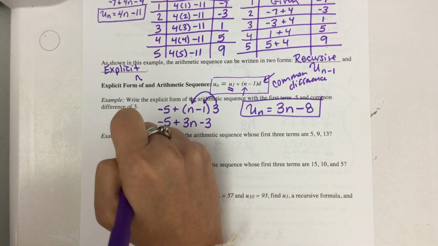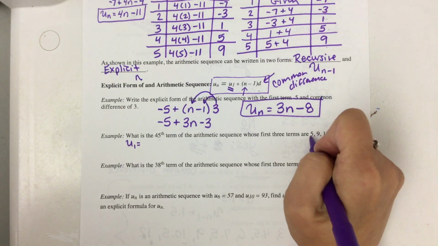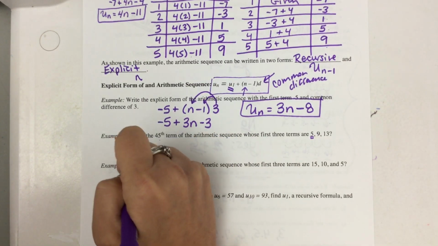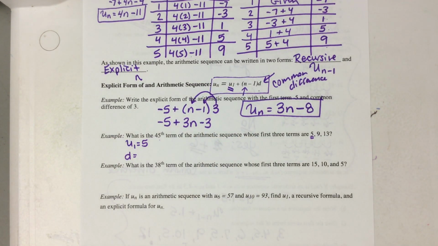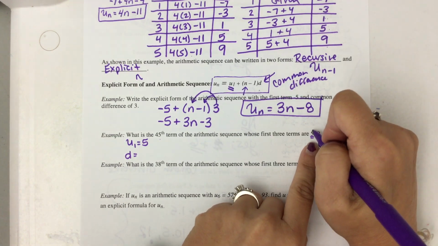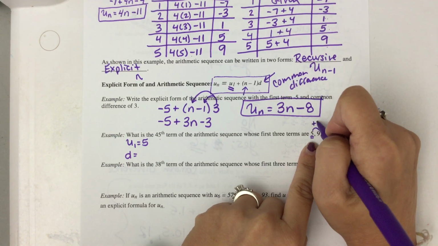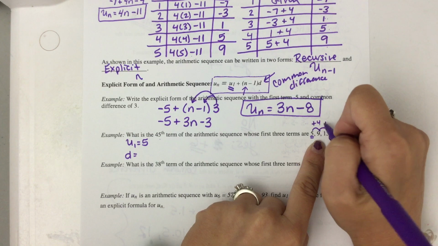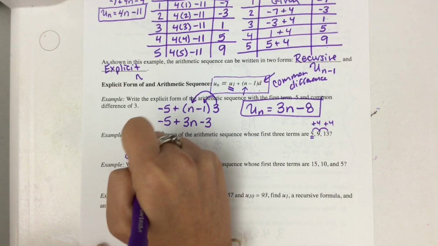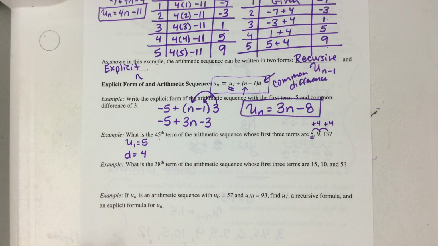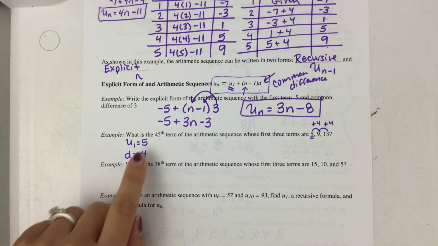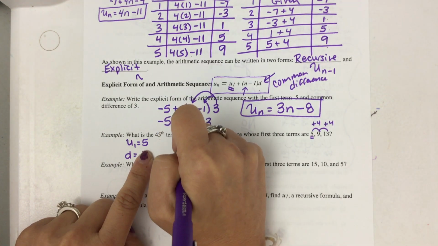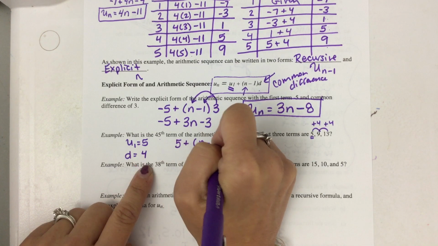So let's go ahead and look at this. U sub 1, the first term in the sequence is a 5. D, we need to know D. How do I get from one term to the next, adding or subtracting? To go from 5 to 9, I add 4. To go from 9 to 13, I add 4. Because I'm adding 4, the common difference is 4. So let's set this up. It's the first term plus n minus 1 times d.